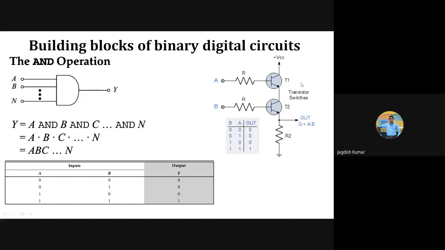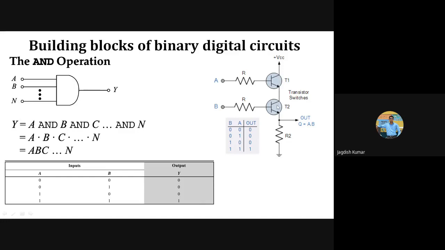So operation of this circuit is simple, using the same idea. Now I will be saying, okay, if A is 1, this transistor is in closed state, acting like a closed switch. If B is 1, again this transistor is acting like a closed switch. What will be the output? Let us try to understand. Okay, if A is 0, B is 0, both are 0, so this switch is open, this switch is also open.